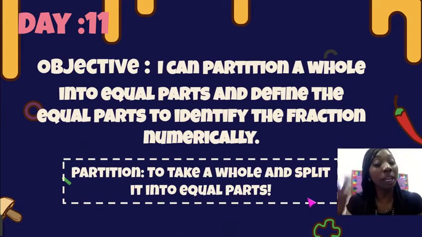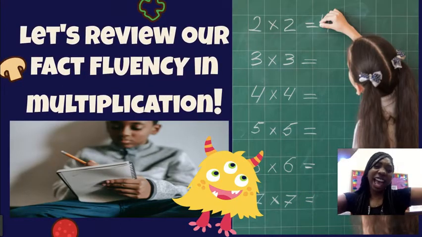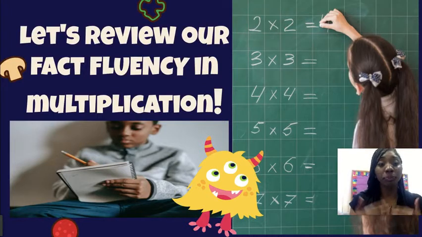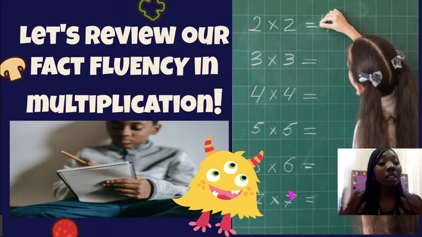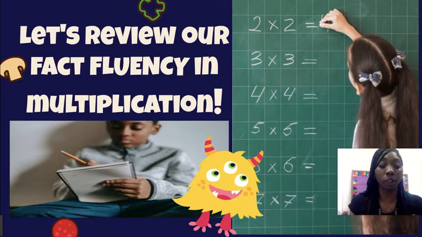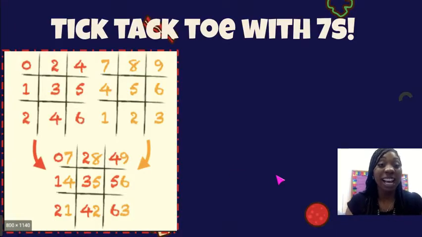But before we get into our objective for today, let's build our fact fluency. Woohoo! Because when we are fluent in our math facts, it makes us what? Absolutely better mathematicians. So let's review our fact fluency in multiplication. Today, guess what? I have a really good treat for you because I'm going to show you a strategy to help you with your 7 times tables.